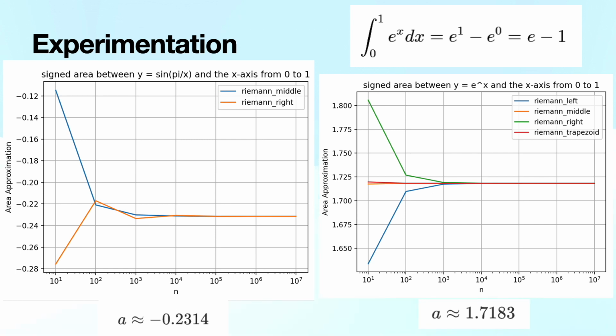On the left, we can see that the area from 0 to 1 between sine of pi over x, the function that the design challenge was talking about, and the x-axis converges to around negative 0.2314. A note on this is that I could not use the left endpoint in trapezoid variations because I would run into a division by zero problem.